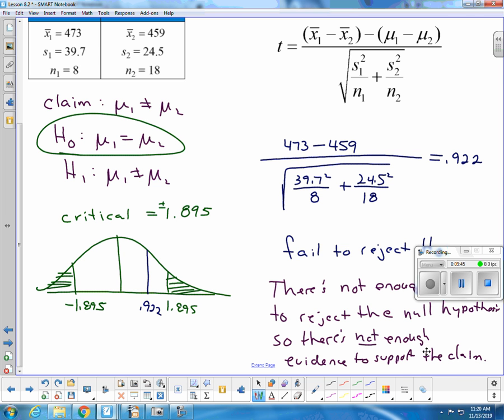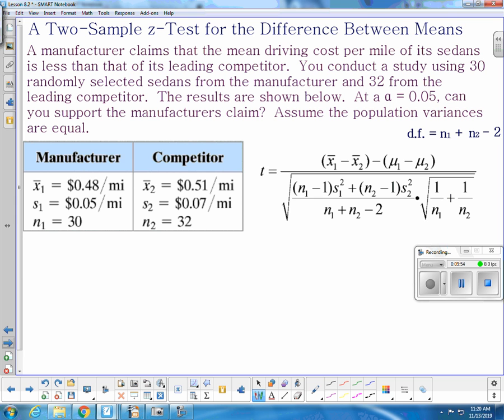All right. We're going to try one more. This one is going to be the bigger formula. You've got a manufacturer claiming that the mean driving cost per mile of its sedans is less than that of its leading competitor. You conduct a study using 30 randomly selected sedans from the manufacturer and 32 of the leading competitor. Your results are shown below. At a significance level of 0.05, can you support the manufacturer's claim? Assume the population variances are equal. So it's a much more complicated formula.